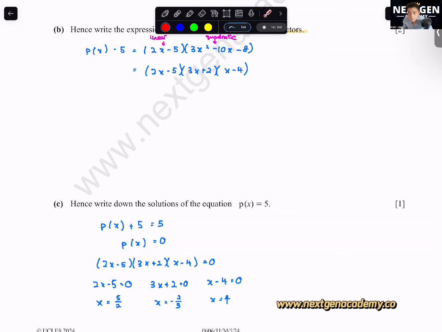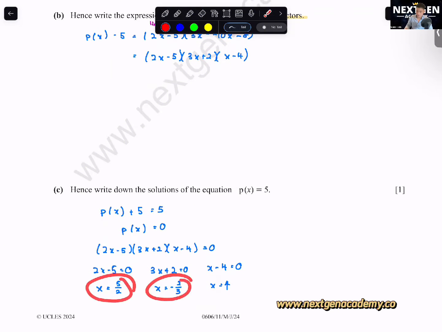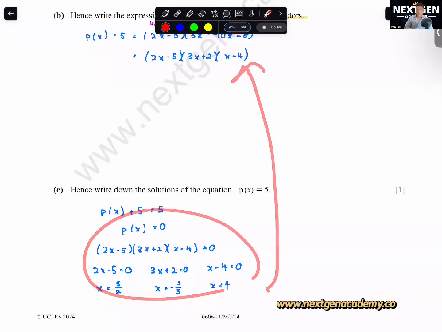Okay, wow, so many questions. How do we solve B without showing them we use our calculator? This one? This is without calculator. You can use the calculator to check your answer first, then you reverse. Your calculator will show you these three values, right? x equals 5/2, x equals -2/3, and x equals 4. So you can reverse from here, all the way up to here.